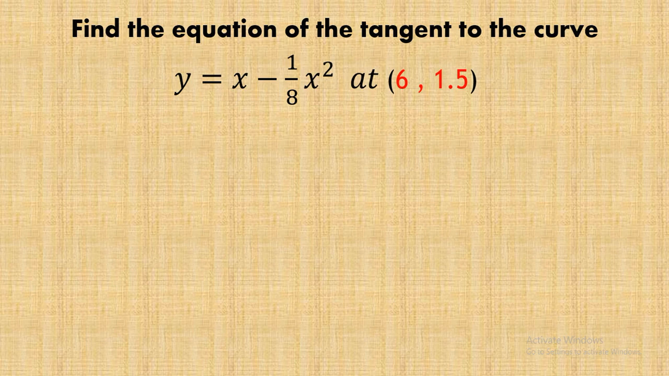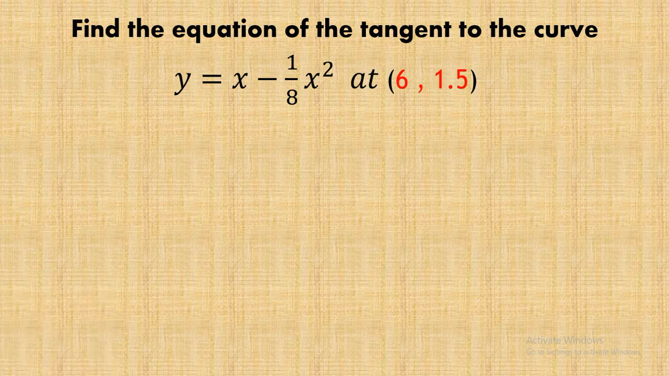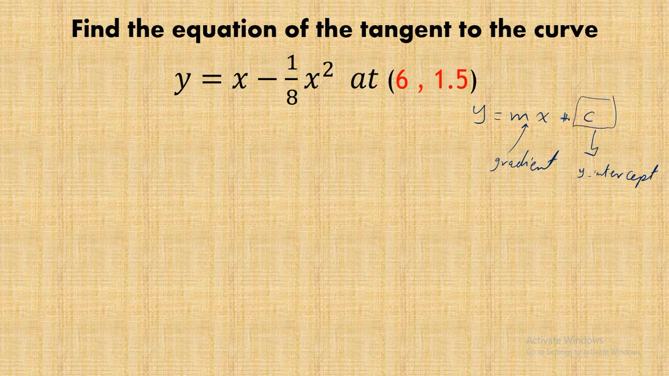To find the answer of this question, we have to know that the equation of a tangent is the same as the equation of a line. Equation of line is y equals mx plus c. To find the equation, we have to find the value of m, which is the gradient, and the value of c, which is the y-intercept, and we'll use a point to find the value of c. But how to find the value of m? It's the difference between different questions.